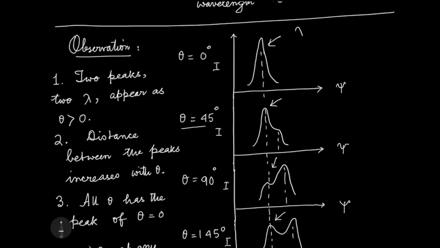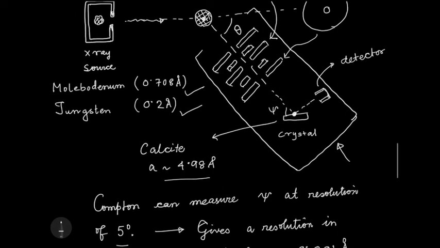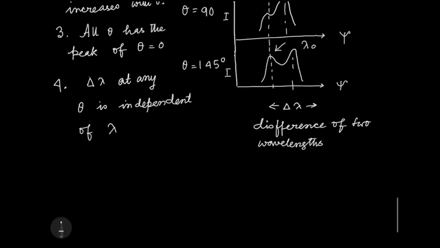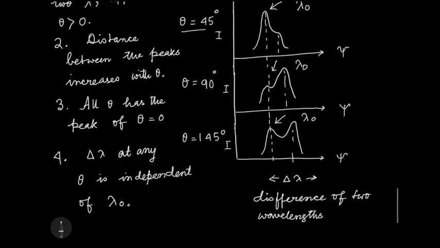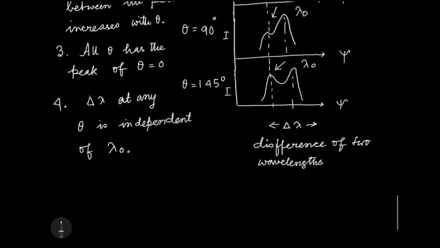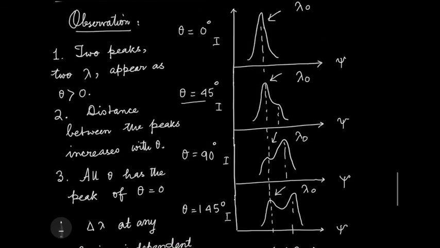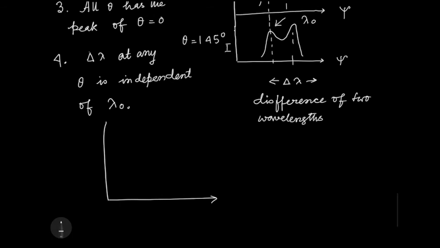Let us call this lambda 0, which is the original wavelength of the X-ray. So delta lambda is independent of lambda 0. What do I mean? I mean that if I plot, though he did the experiment for only four theta values, still with four theta you can plot.